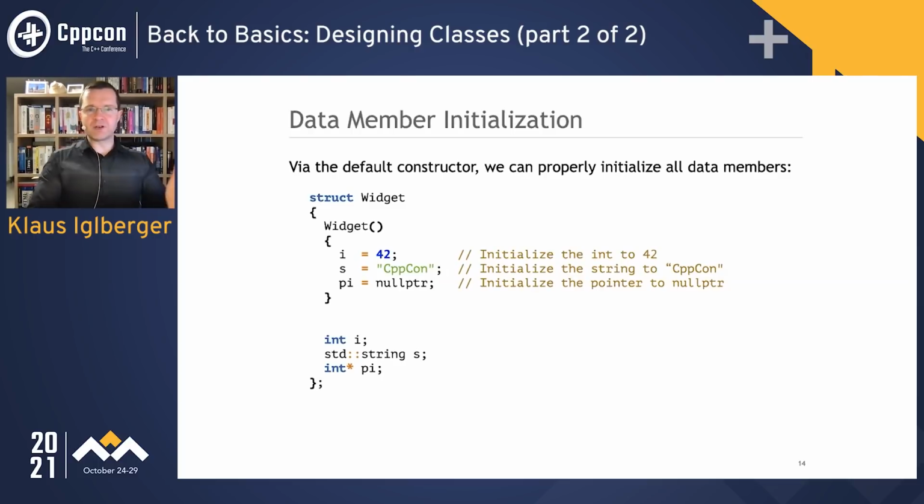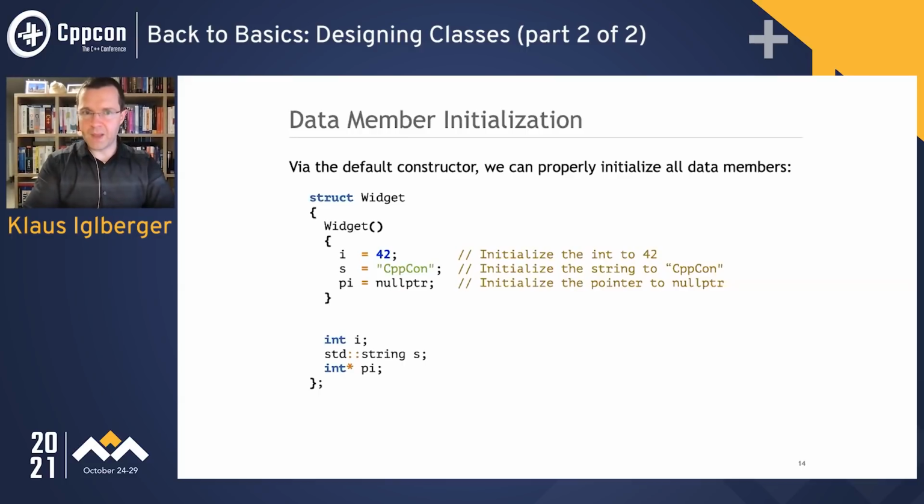Now, to make a difference, I now set the integer to 42. What else? I use CppCon for the string. Good choice. Yeah, John will be happy. And I'm using nullptr for the pointer since I don't have anything special here. Now, of course, the value is good.